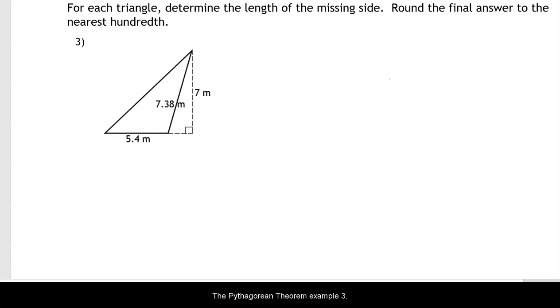Pythagorean theorem example 3. For example 3, we're going to actually have to use the Pythagorean theorem twice to finally find our missing side they're looking for in our triangle, which would be this longest side. If you look, it is actually part of a bigger right triangle. So in that bigger right triangle, this would be side C.